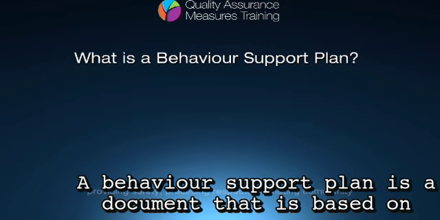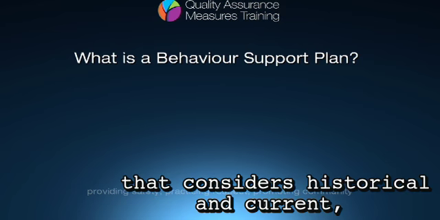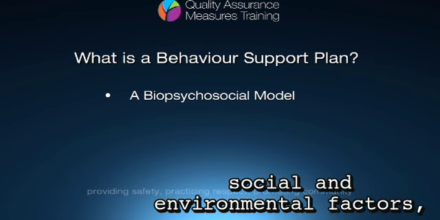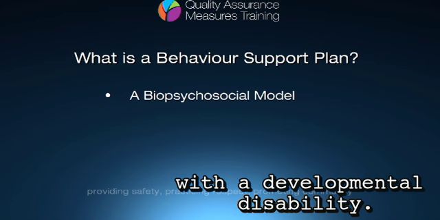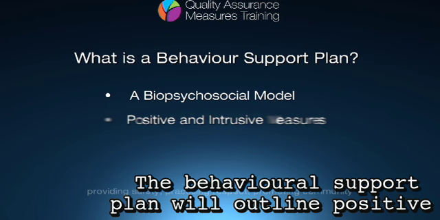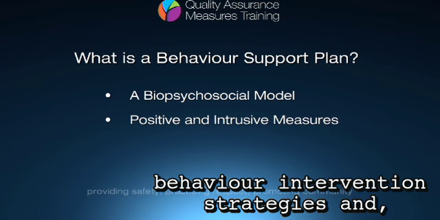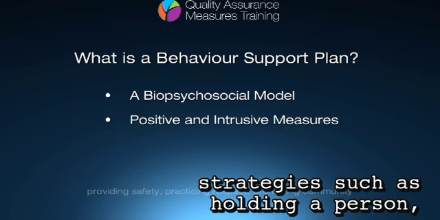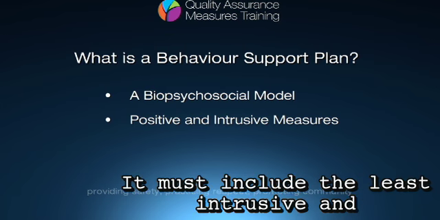A behavior support plan is a document that is based on a written functional assessment of the person that considers historical and current, biological and medical, psychological, social, and environmental factors, known as a biopsychosocial model of the person with a developmental disability. The behavior support plan will outline positive behavior intervention strategies and, where applicable, intrusive behavior intervention strategies, such as holding a person, using devices to restrict movement, or timeout.